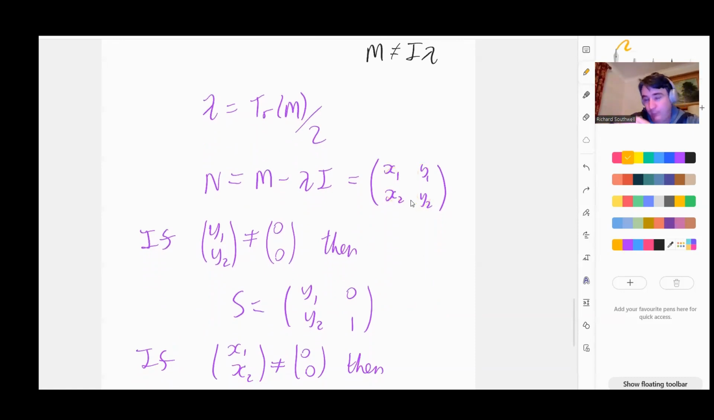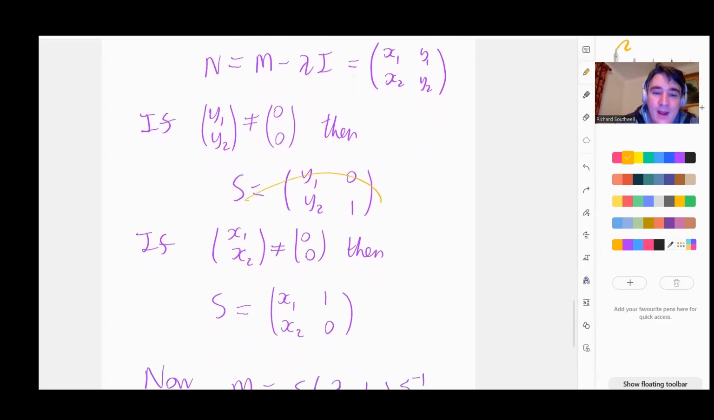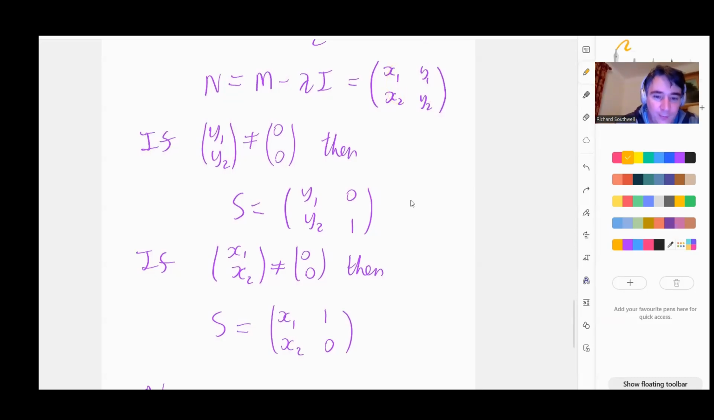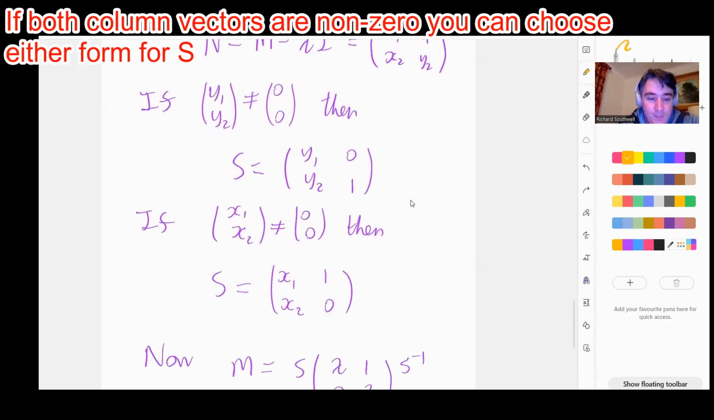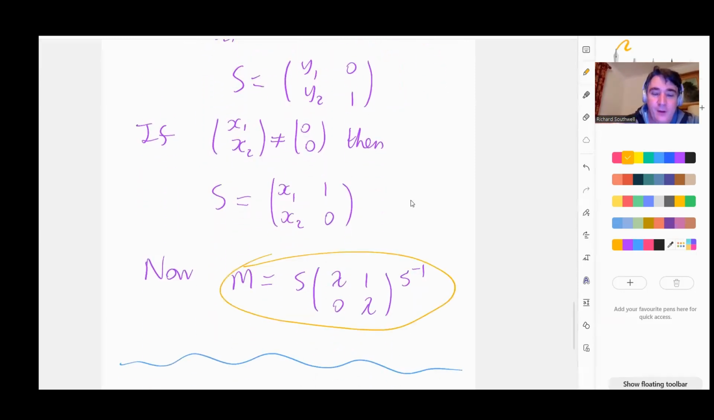So we can look at two different cases. Let's look at the case where this second column vector is non-zero. In that case, we write S like this. The alternative is that our first column vector is non-zero, and then we can write S like this. In either case, we then have this equation holding. So this completes the job. We've found these different sorts of canonical forms for our different matrices.